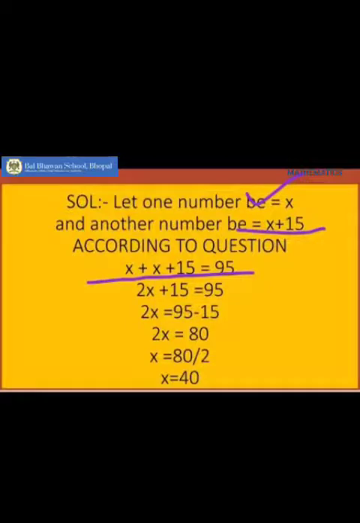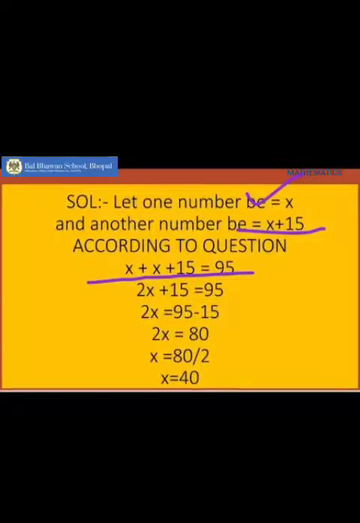You have a look at it carefully. x plus x plus 15 is equal to 95. Now I have got the linear equation here. Now I have to solve this to get to know the value of x, and using the value of x I will be able to calculate the numbers I am looking for.